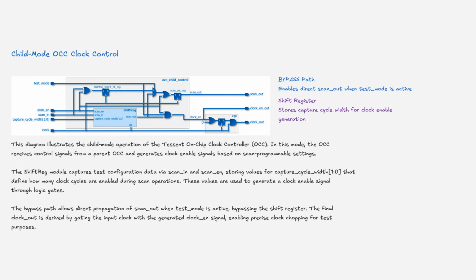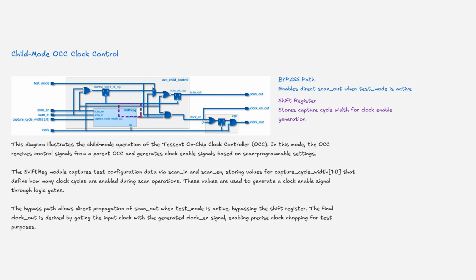This diagram illustrates the child mode operation of the Tessent On-Chip Clock Controller, on-chip clock. In this mode, the on-chip clock receives control signals from a parent on-chip clock and generates clock enable signals based on scan programmable settings. The Shift Reg module captures test configuration data via scan-in and scan-enable, storing values for capture cycle width 1 to 0 that define how many clock cycles are enabled during scan operations.